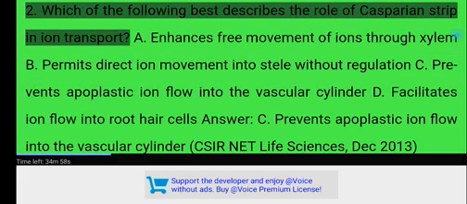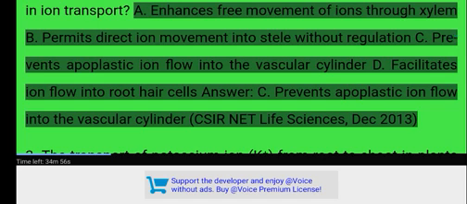2. Which of the following best describes the role of the Casparian strip in ion transport? A. It enhances free movement of ions through the xylem. B. Permits direct ion movement into the stele without regulation. C. Prevents apoplastic ion flow into the vascular cylinder. D. Facilitates ion flow into root hair cells. Answer: C. Prevents apoplastic ion flow into the vascular cylinder. CSIR NET Life Sciences, Dec 2013.